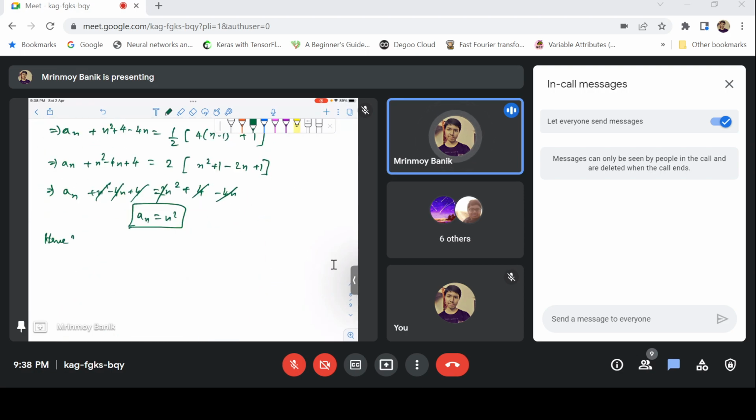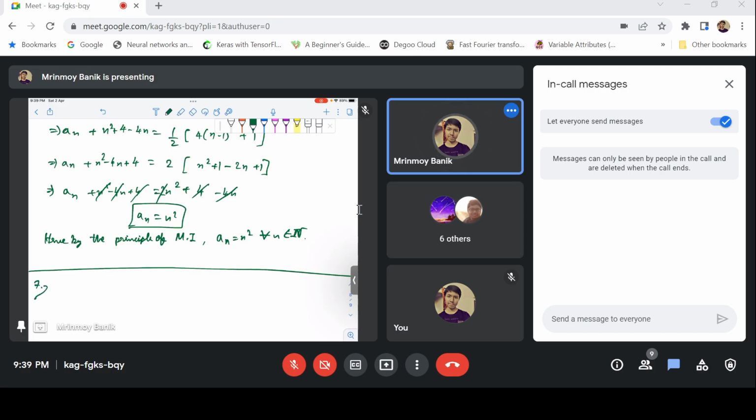It's by induction. So a_n equals n squared for all n in naturals. So we found an expression for a_n.